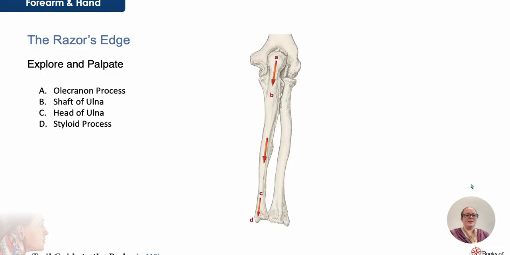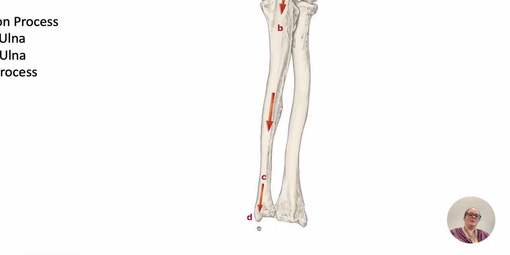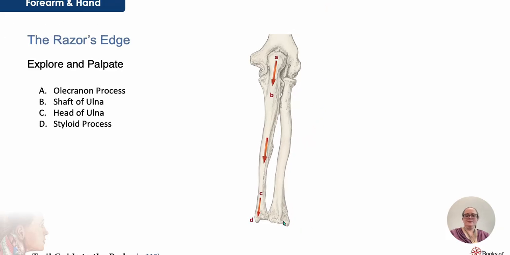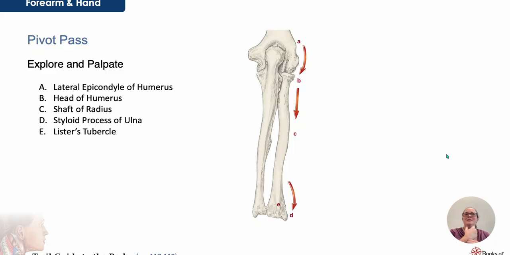The razor's edge. Scary. More olecranon process. Say that 10 times. You're getting into the shaft of the ulna. Coming down to the head of the ulna. And then you have your little tip, your styloid process of the ulna. It's right there. Well, I'll be darned. Imagine breaking that little piece off.